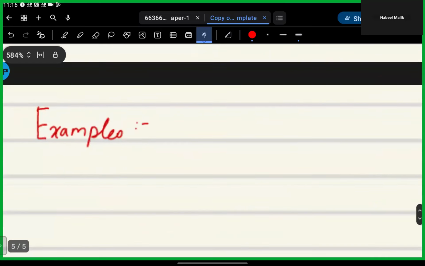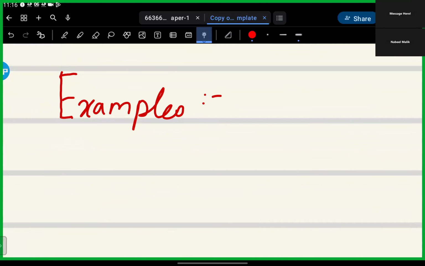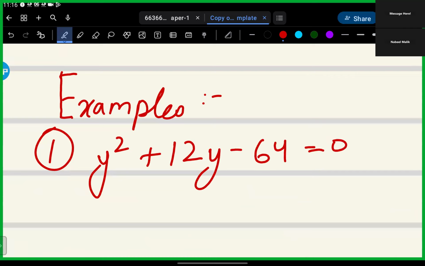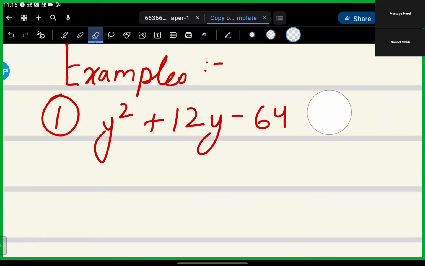Now let's see some examples over here. The first example is y square plus 12y minus 64. This will be the last question of the day because the meeting will not allow us to continue. We have around 6 minutes, so we can complete that. I remove the equal to 0 because it's going to create some problems for me, but I bring this directly.